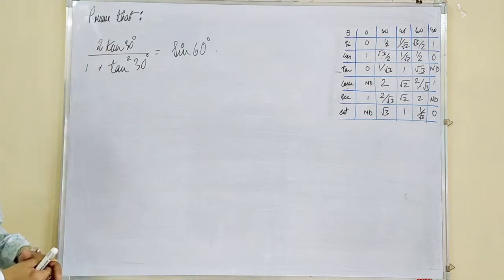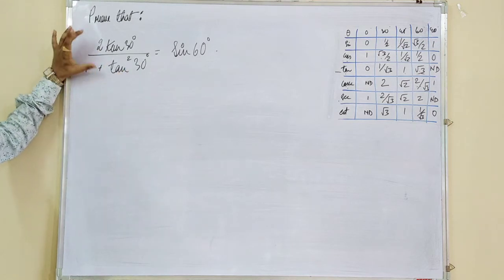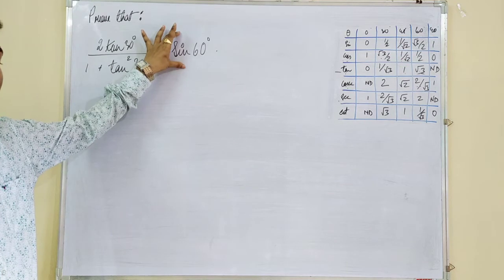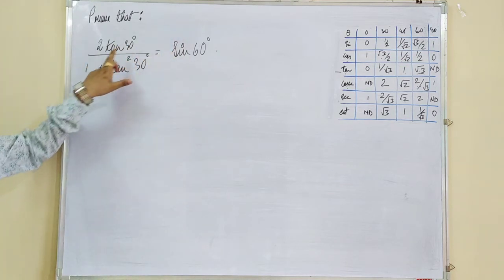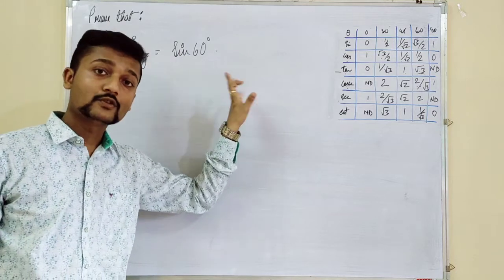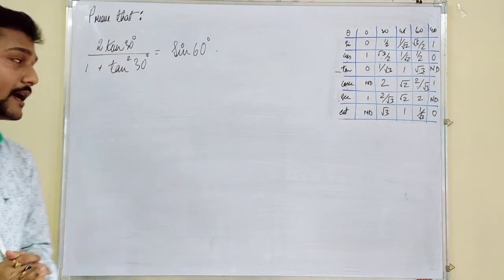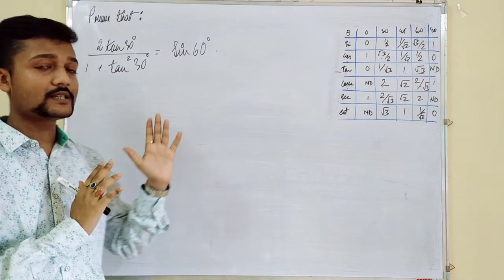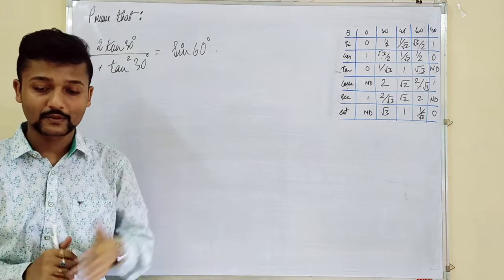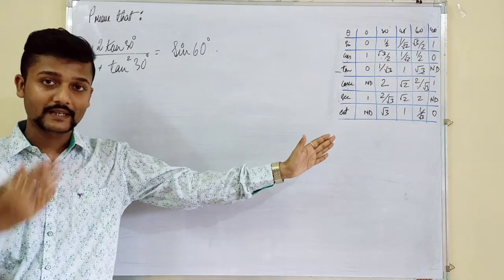So another type of question that might come in the examination is to prove that this particular part is equal to this particular part. That means 2 tan 30 degree by 1 plus tan square 30 degree is equal to sin 60 degree. This is our last question of discussion for today's class. Then I would like to wrap up today's class with this part. One more part of this topic will be discussed in my next video.